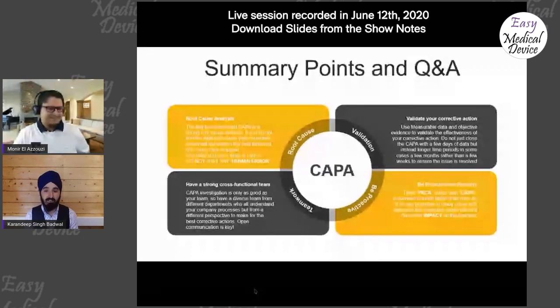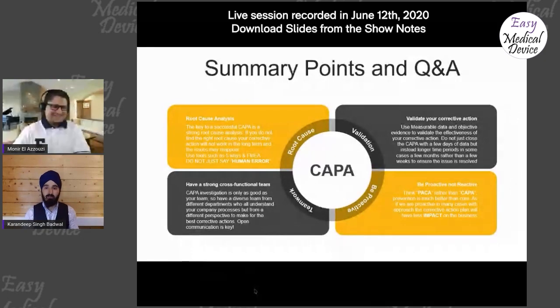And be proactive, not reactive. Go out, speak with your team, change the culture of your company. Tell them CAPAs are not bad things, they're good things, because it shows that we're looking into our processes and it's all about improving something for you. So change the culture of your company and be more proactive rather than reactive.